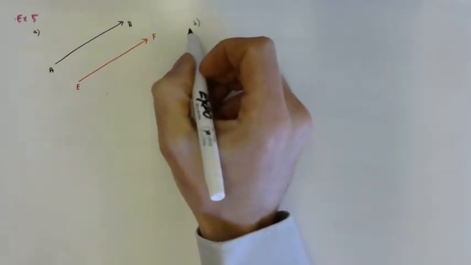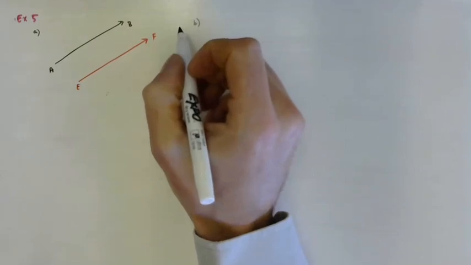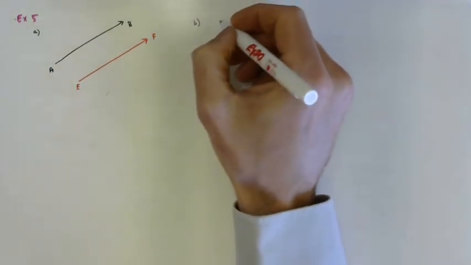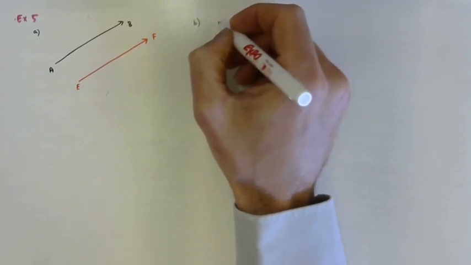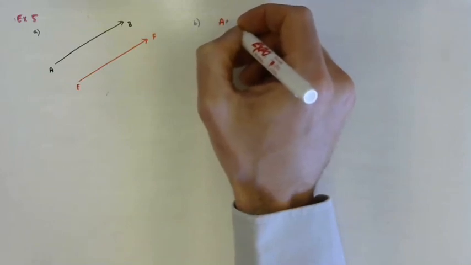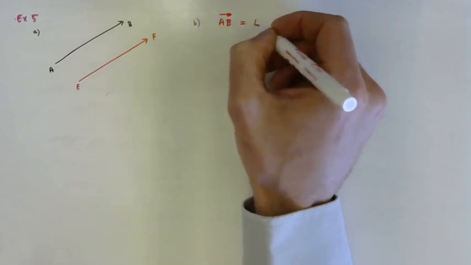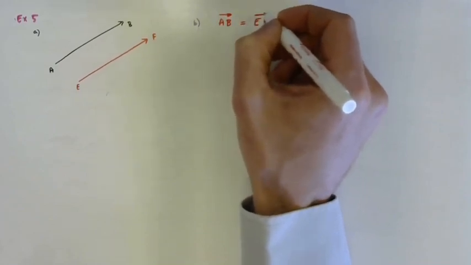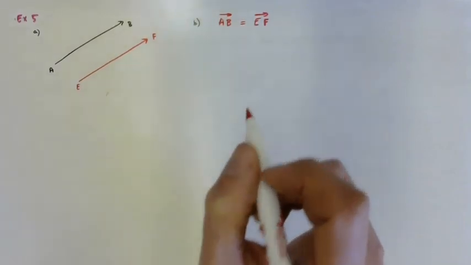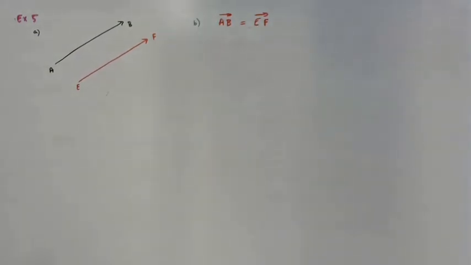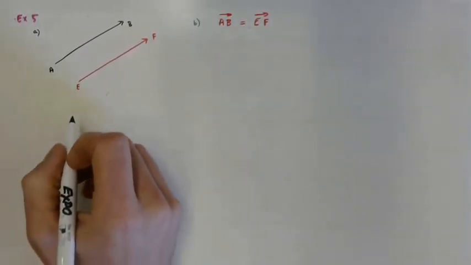In example 5b, we're going to write an expression to show how AB and EF are related. Well, we're told that they're equivalent and we drew them equivalent. So all we really need to do is make sure that we are writing from start to end, from the initial point to a terminal point. And same thing with our second vector from E to F. Because they have the same direction and magnitude, we can use that equal sign. They are equivalent.